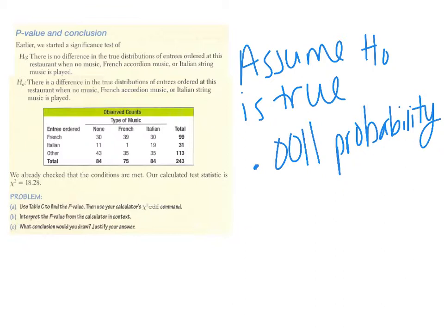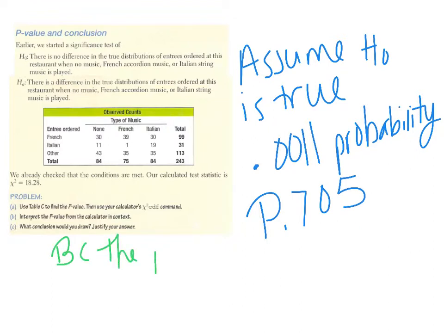Again, if you want to see the whole sentence, go look at the example, which is on page 705. You won't be able to read it if I write it here. And then the last part here, we're deciding what conclusion we would draw and we justify our answer. This is the exact same that we have always done as well, which again, you have a stem for this on the front of your inference chart.